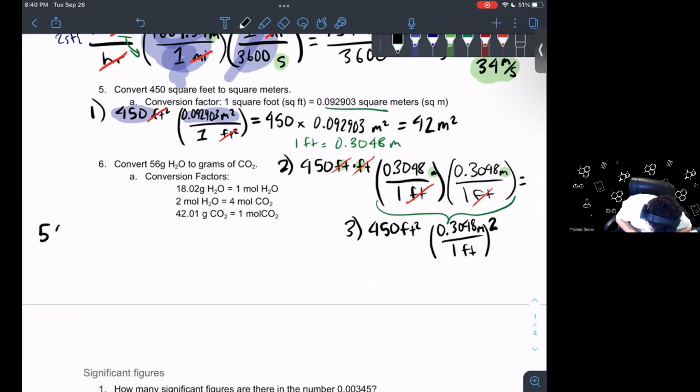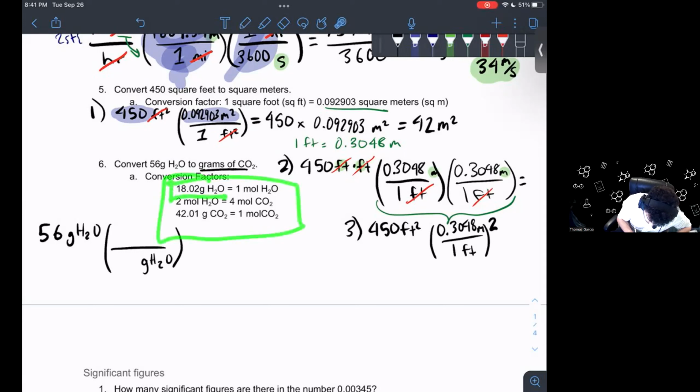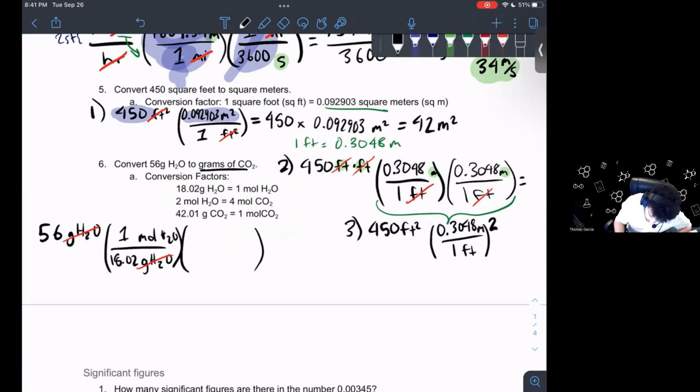So we're going to start with our given 56 grams H2O. And I want to convert to grams of CO2. Well, I'm going to take grams of H2O and drop it on the bottom. Then I'm going to go ahead and look through my conversion factors to see what has grams of H2O. And oh, look, there's only 1. So I'm going to go ahead and use this one conversion factor. Grams is on the bottom. That means I'm going to put moles on the top. So I will put mole H2O. And following the numbers, it's 1 and 18.02. Grams cancels, and I will move on to my next one.